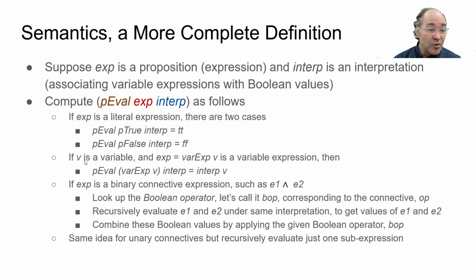Now, if p is a variable expression, in other words, something of the form like var x v, where v is a variable, just as we did for arithmetic expressions, then evaluating that variable expression under a given interpretation returns the result obtained by applying the variable interpretation function to the variable v. And again, this is just like we did for numeric values in arithmetic expressions, but now we're dealing with the simpler case of Boolean algebra and Boolean expressions.